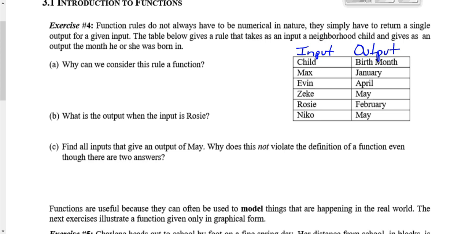Do any of these inputs have more than one output with them? Which one? May's not an input. Do any of the inputs have more than one output? What are the inputs? Max, Evan, Zeke, Rosie, Nico. Those are the inputs. Do any of them have more than one birth month out here? Okay?